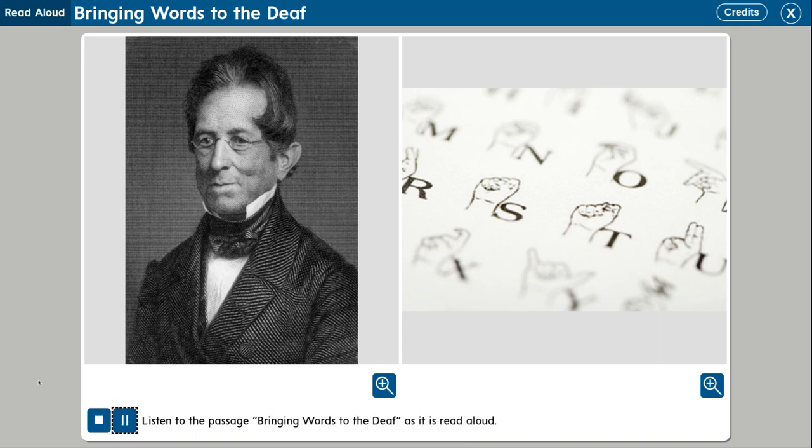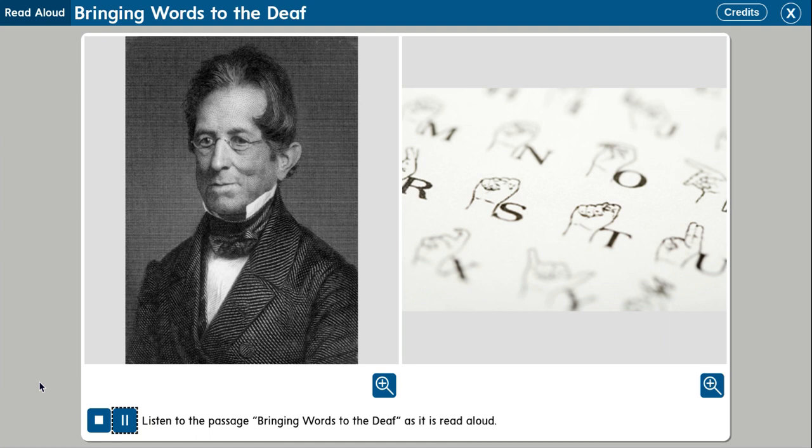Bringing words to the deaf. The ability to communicate with each other is an important part of being human. For people who are deaf, communicating often means using sign language with family and friends. Sign language is a way of using hand shapes, body movements, and even facial expressions to stand for letters, numbers, words, and phrases. But who brought this important system to America?